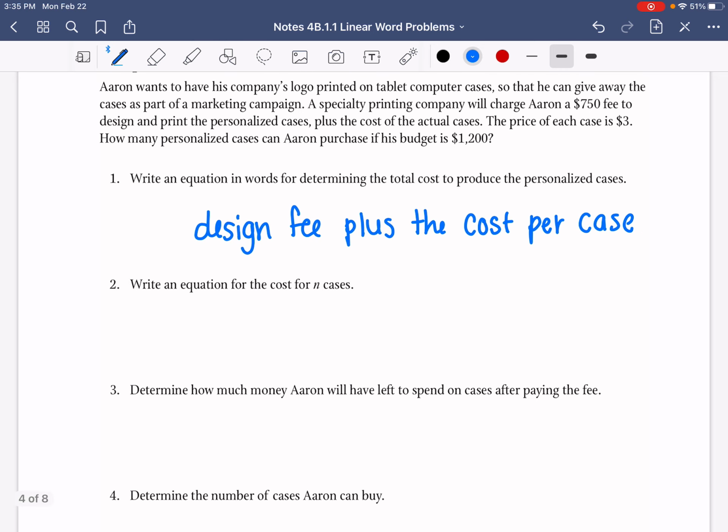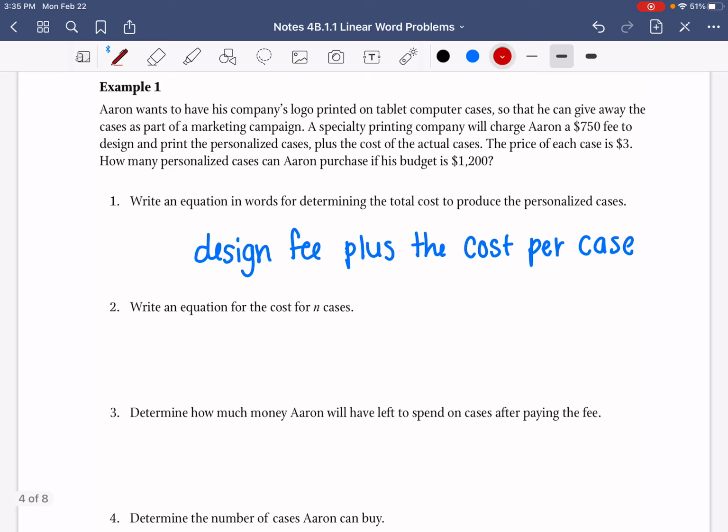So our problem says write an equation for the cost of n cases. So it says they will charge Aaron a $750 fee. That's a flat fee. That's your y-intercept. So 750 does not get attached to your x. And in this case, we're not even using x. It says n cases. So we want to put the per case, the slope part, the rate of change, that's the part that gets attached to the end. So plus the cost per case, that's going to be $3, right? $3. So it'd be 3n.